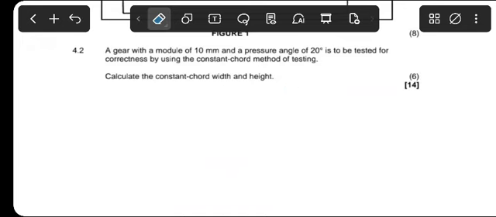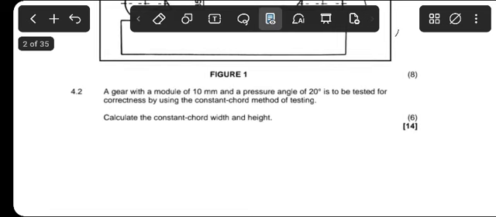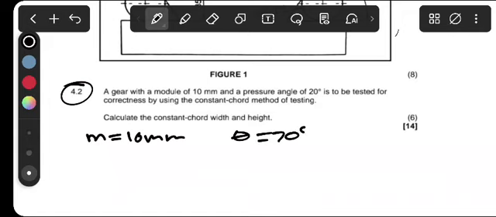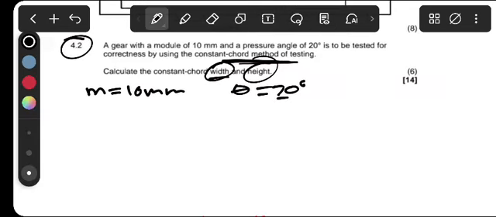Let's check now 4.2. It says there, a gear with the modulus M of 10 millimeter, a pressure angle of 20 degrees, is to be tested for correctness by using a constant chord method. You see, this is a constant chord method of testing. Calculate the constant chord width and height. Okay, let us find the width and height.